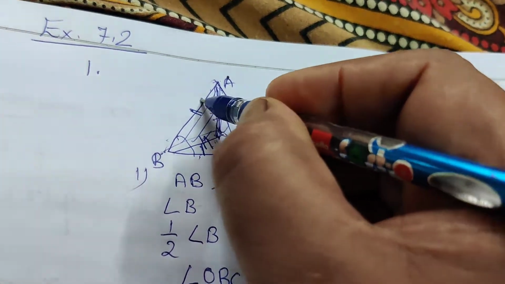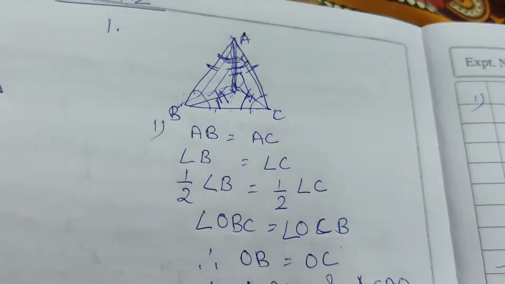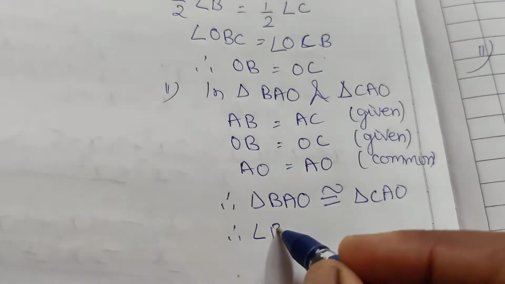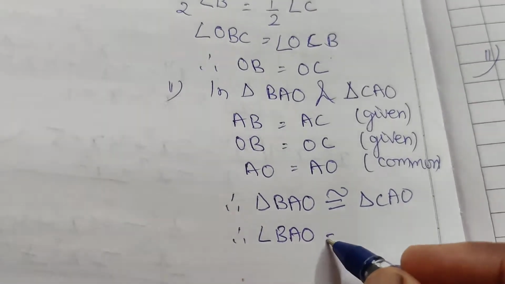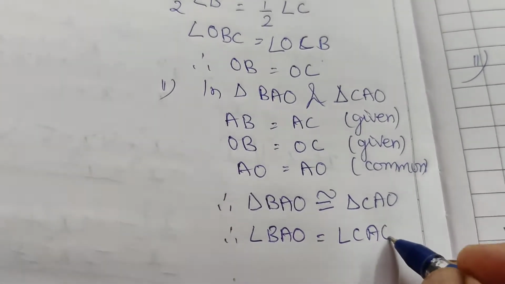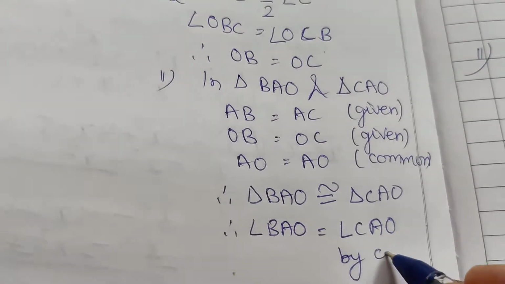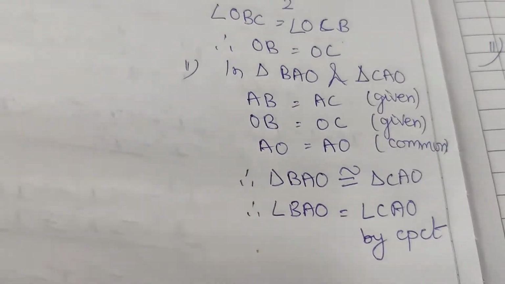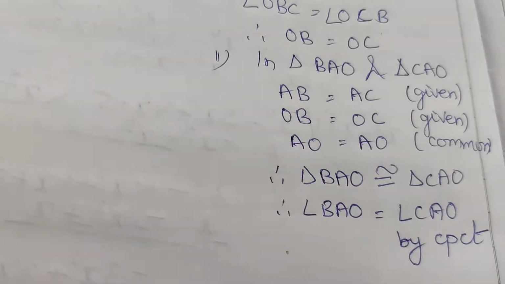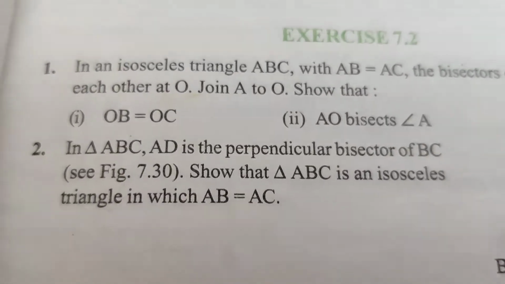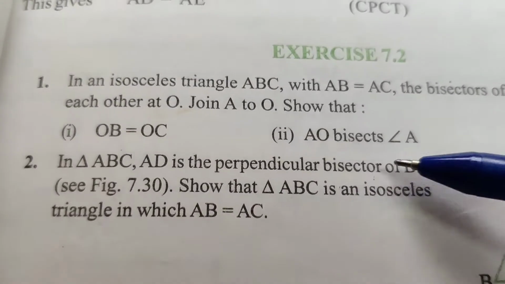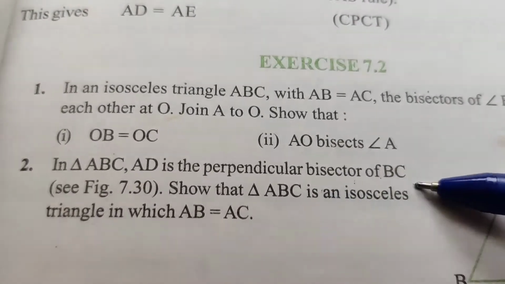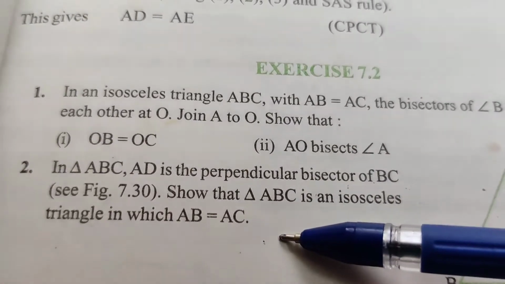Therefore, angle BAO equals angle CAO by CPCT. It means AO bisects angle A. Next question. In triangle ABC, AD is the perpendicular bisector of BC. Show that triangle ABC is an isosceles triangle in which AB equals AC.